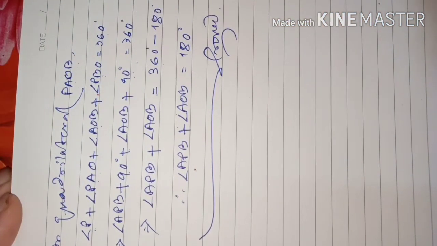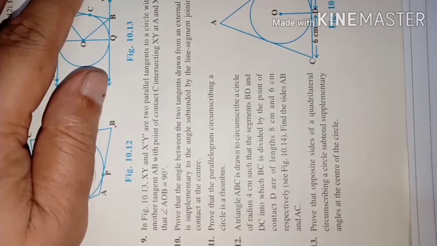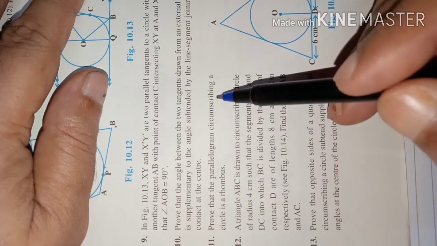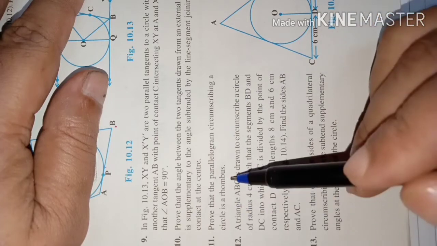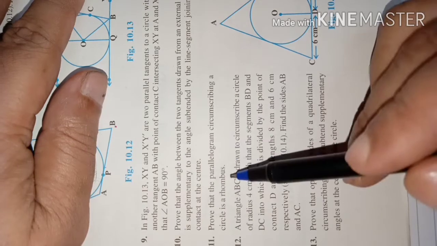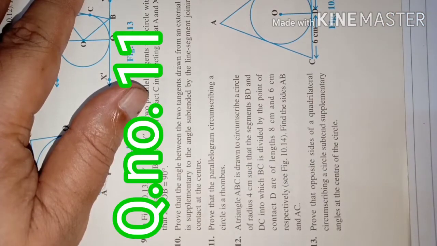Okay students, this is the whole proof. Question number 11 is, prove that a parallelogram circumscribing a circle is a rhombus. What is the meaning of it?